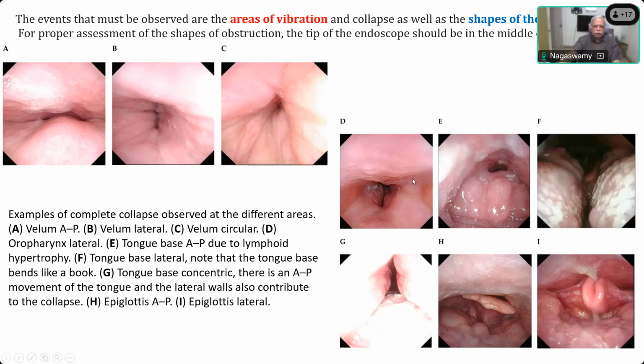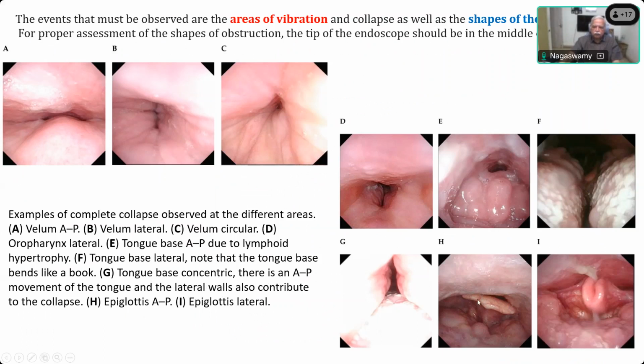And then D is the oropharynx lateral. So once you cross and advance below the soft palate, you go to the oropharynx. And this is the lateral view of the oropharynx. E is the base of the tongue. And you can see the base of the tongue opening or bending like a book. And G is the tongue base, and it's concentric, and there is an anteroposterior movement of the tongue, and the lateral walls also contribute to the collapse. And H is the epiglottis.